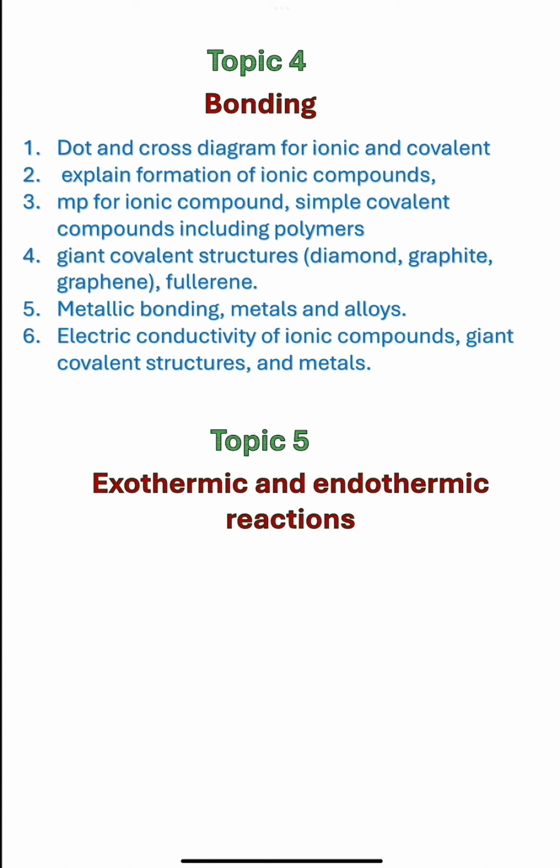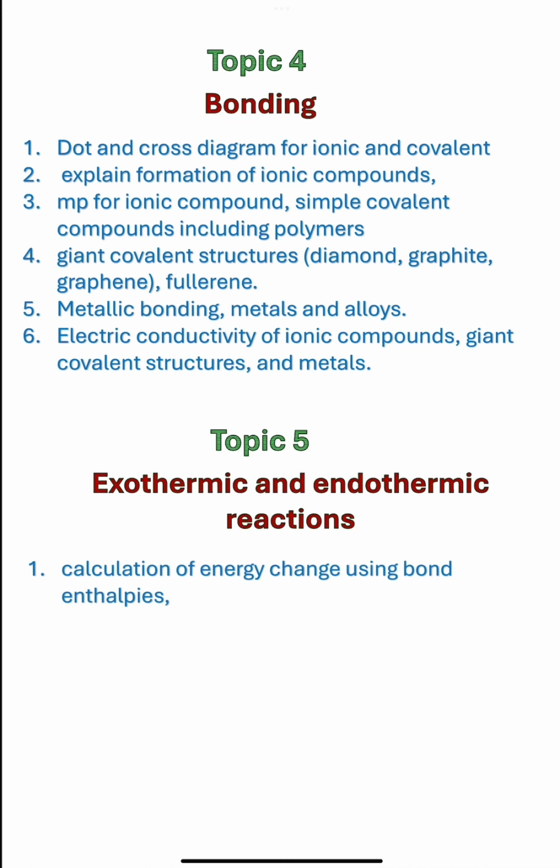And then the electric conductivity of ionic compounds. So ionic compounds do not conduct electricity when solid. They do that when molten or in aqueous solution because there are free ions to move and carry charge. Giant covalent structures, we have graphite and graphene, which conduct electricity because of the delocalized electrons. And of course, metals conduct electricity because of the delocalized electrons as well, while the covalent compounds do not conduct electricity because they don't have any free ions or electrons to carry the charge.